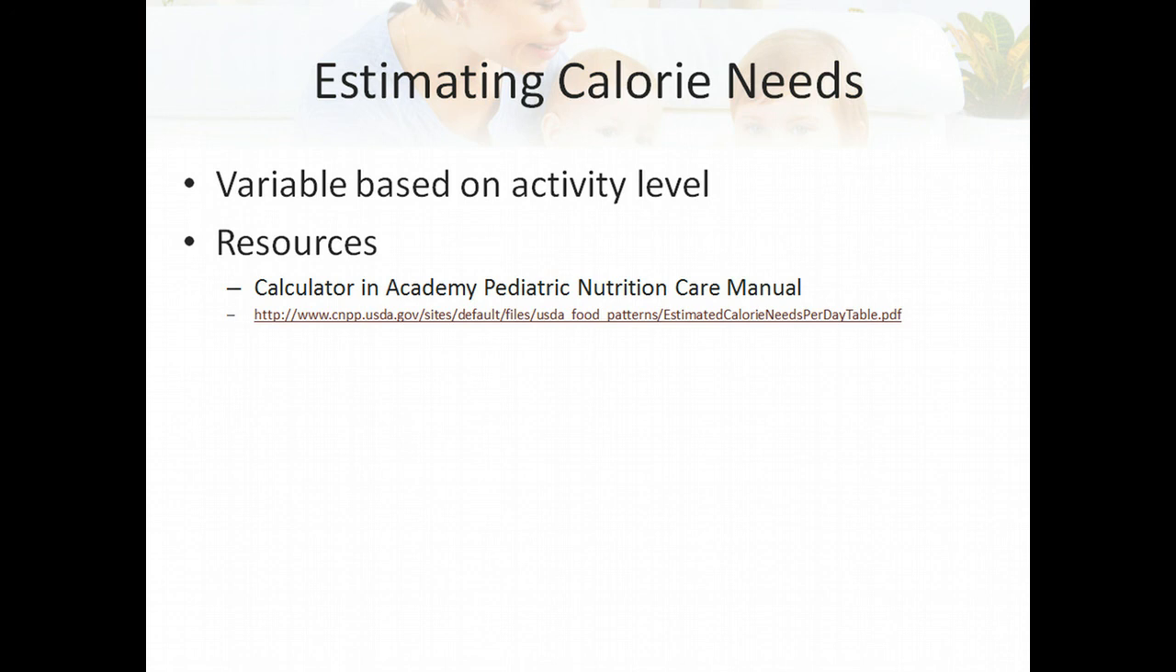There are a couple of resources I'm going to point you to that I think provide some great information. Again, the Academy of Nutrition and Dietetics Pediatric Nutrition Care Manual has a calculator that you can plug the child's weight, height, age, gender, all of that into, and it will provide a calculation for you. You can also plug in the activity level there. And then there's a PDF document that I've linked here that provides a nice table of approximate calorie requirements at different ages and activity levels. So just be familiar with how to estimate those needs based on their activity level.